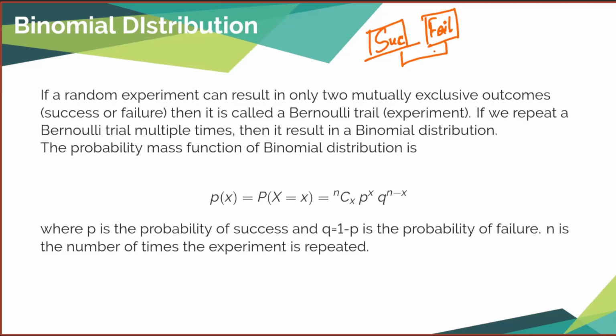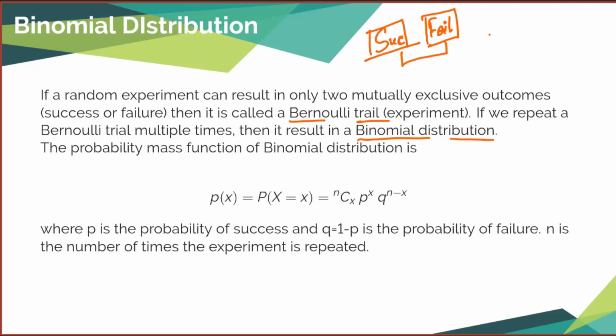When 2 events or 2 outcomes cannot occur simultaneously, they are called mutually exclusive. So imagine a situation where you have 2 possible outcomes, either success or failure, and they are mutually exclusive. Then such kinds of experiments are called Bernoulli trials or Bernoulli experiments. Now if you combine multiple Bernoulli trials, that gives you a binomial distribution, right?